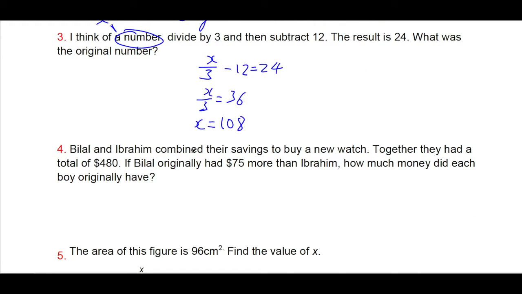Bilal and Ibrahim combined their savings to buy a new watch. Together they had a total of $480. If Bilal originally had $75 more than Ibrahim, how much money did each boy originally have?